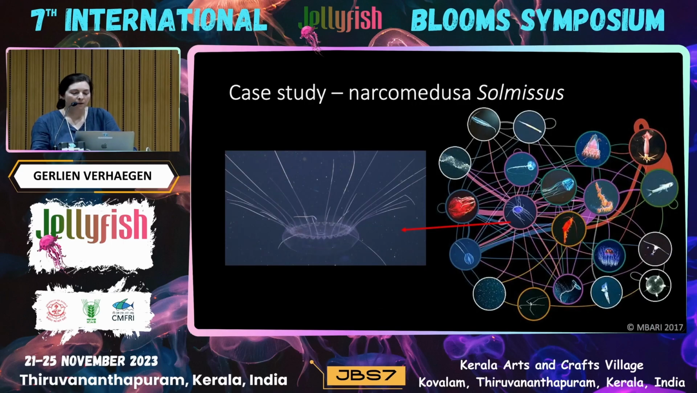Today, I will present a case study about the narcomedusa genus Solmissus. Why Solmissus? Because it's widespread, but since it's a narcomedusa, it is also feeding on other gelatinous zooplankton. Therefore, it has an important trophic role, as it's a top-down regulator of the midwater gelatinous web.